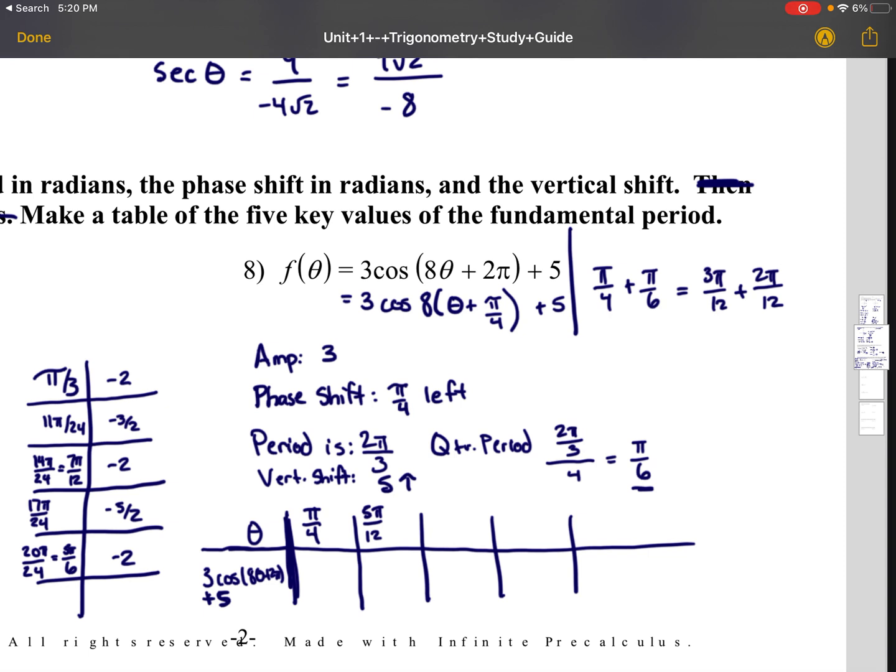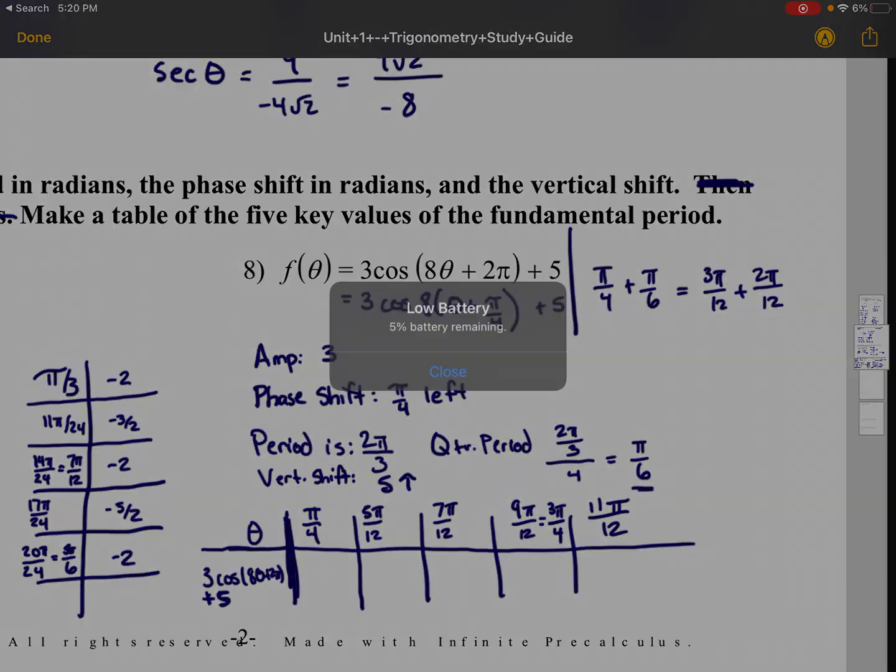And subsequently, we're always adding 2 pi over 12. So now we're going to get 7 pi divided by 12. We're going to get 9 pi divided by 12. And we're going to get 11 pi divided by 12. And the only one that simplifies is 9 pi over 12, which simplifies to 3 pi divided by 4.